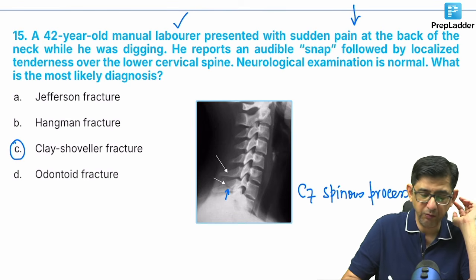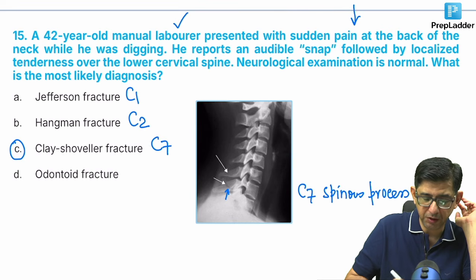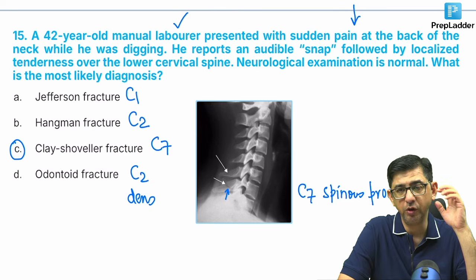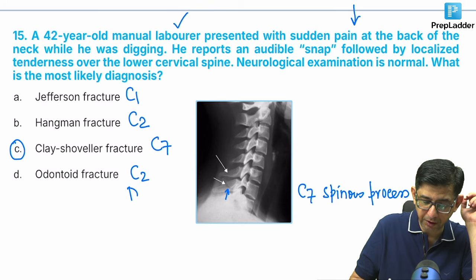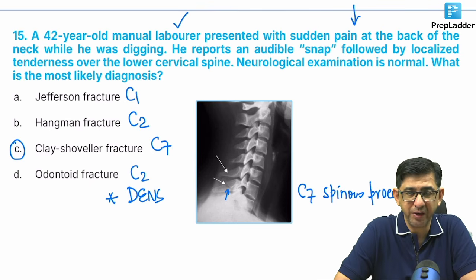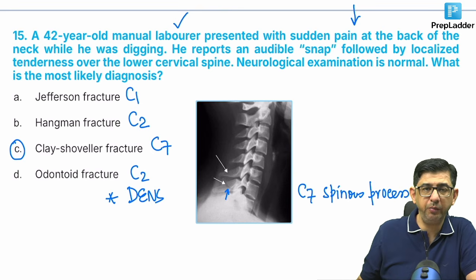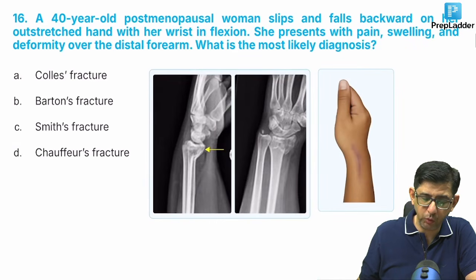Let's quickly revise it. Jefferson fracture will be involving the C1 vertebra. Hangman will be involving the C2 vertebra. Clay shoveler is the C7 vertebra, and odontoid fracture is again C2, but it is with respect to the dens. It is not the pars interarticularis or the arches. It is the dens, and this dens is actually derived from the notochord. In anatomy, they always ask what are the derivatives of the notochord. One of the derivatives of the notochord is nucleus pulposus, but the second one is dens, which is present in the second cervical vertebra. So the answer to 15 is option C, based on manual laborer and C7 spinous process fracture that can be seen. And we come to the 16th one.